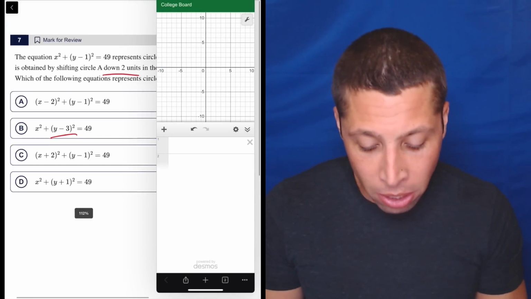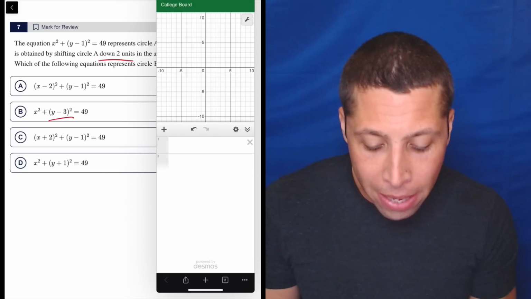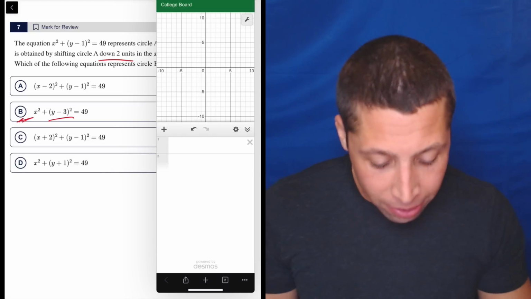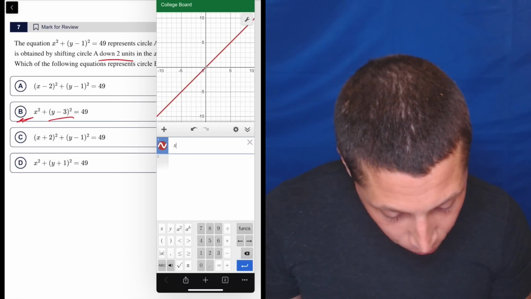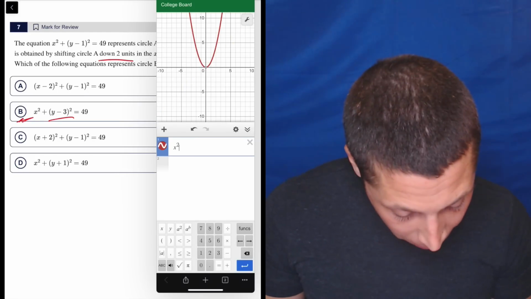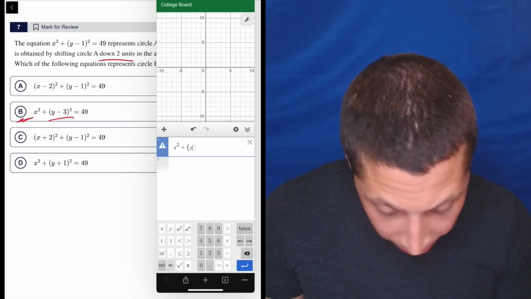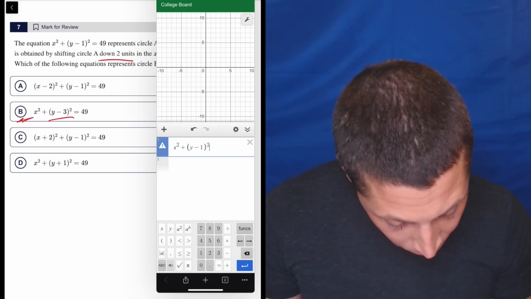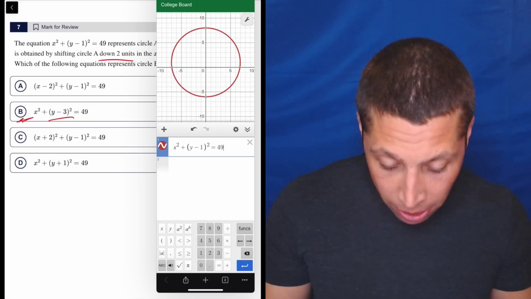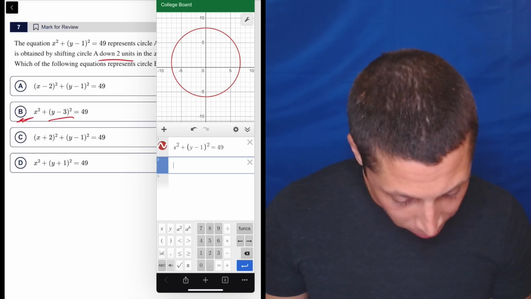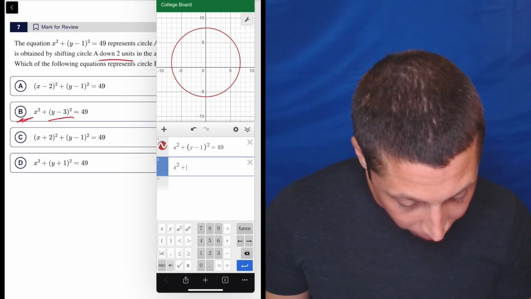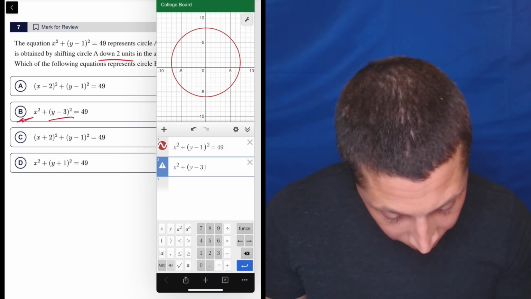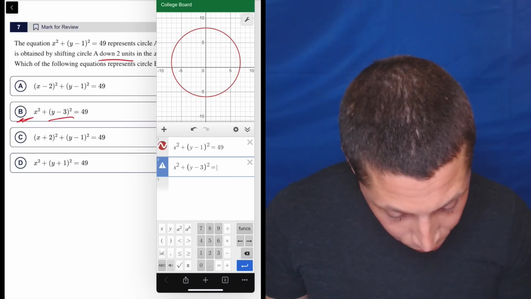We have Desmos. You should never be picking an answer like B by just thinking it. Show it. Prove it. Let's go to here and let's just put in the first equation first. So x squared plus y minus 1 squared equals 49. So we get a nice little circle and we have to shift it down too. So let's try our choice B, the one that we think is going to be the answer. So plus y minus 3 squared is equal to 49.